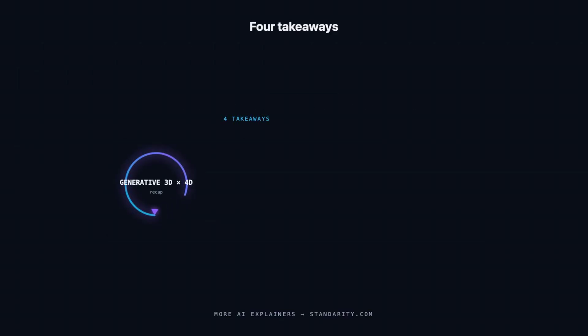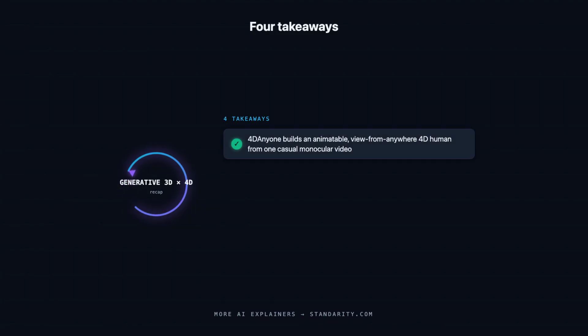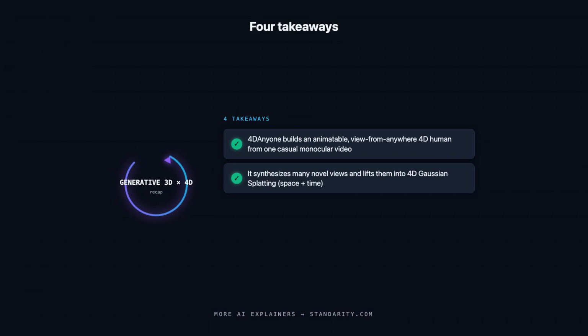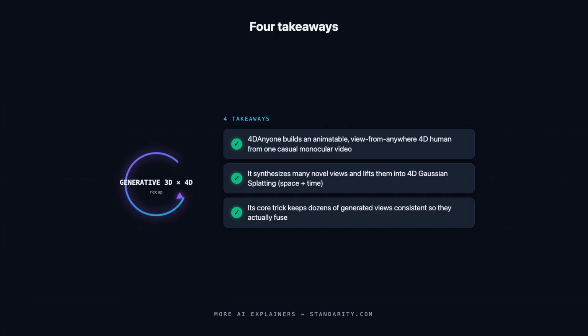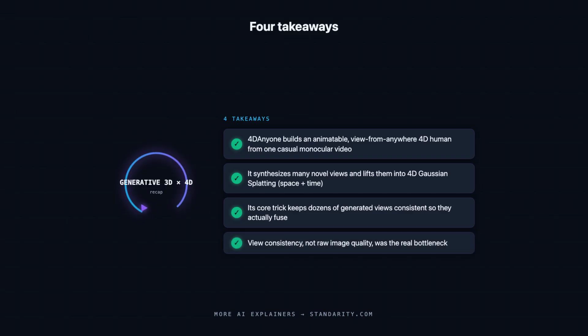Alright, let's lock in what matters. 4DAnyone reconstructs an animatable, view-from-anywhere 4D human from a single casual monocular video. No rig or calibration required. It generates many novel views of the person and lifts them into 4D Gaussian splatting, a cloud of tiny elements evolving over time. Its core trick is keeping dozens of generated views consistent via reference context packing and target context routing, so they actually fuse. The takeaway is that view consistency, not raw image quality, was the real bottleneck.